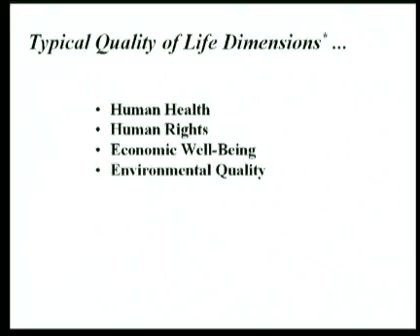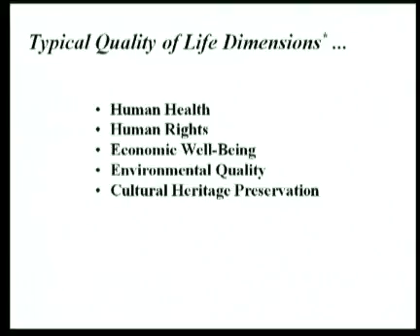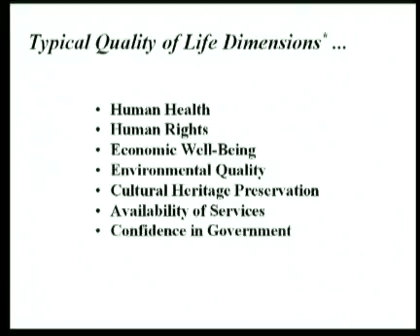Environmental quality, the preservation of culture, and once again, it's not only the culture of the we might think of as the good guys, it's also the culture of the neo-Luddites. The availability of services. These are things like transportation, like electricity, water, and so on. And then finally, the confidence in the government. Confidence that the government can indeed help ensure the provision of these first 6 dimensions of quality of life.